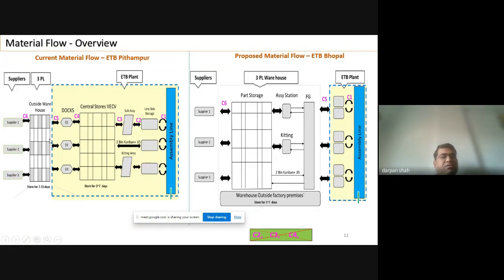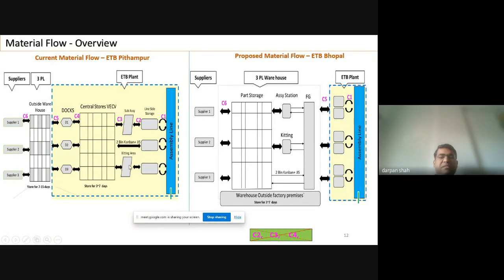Then there are multiple docks at the outside warehouse. We have another central store inside the plant, where we have around 3 to 7 days of inventory stored. You can see the number of handlings done for a part is indicated here. Then, based on the type of part, it is either assembled before supplying to the main assembly line, supplied on a Kanban basis, or supplied on a kitting basis.